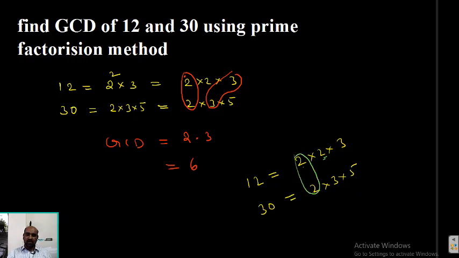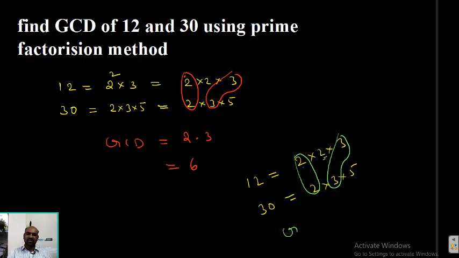This 2 can't pair with any other prime number, because if another 2 were present in 30, then I could pair this 2 with that 2. But I can't. These 3s I can pair. So 5 can't pair with any prime factor in the number 12.